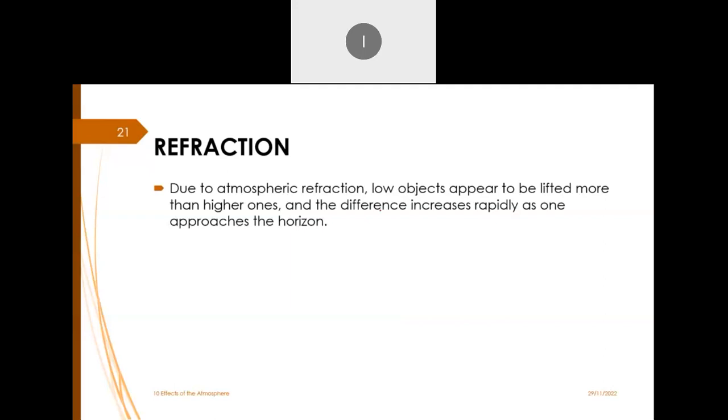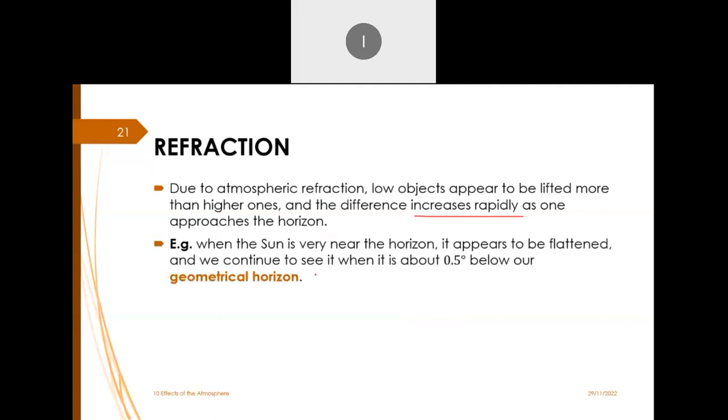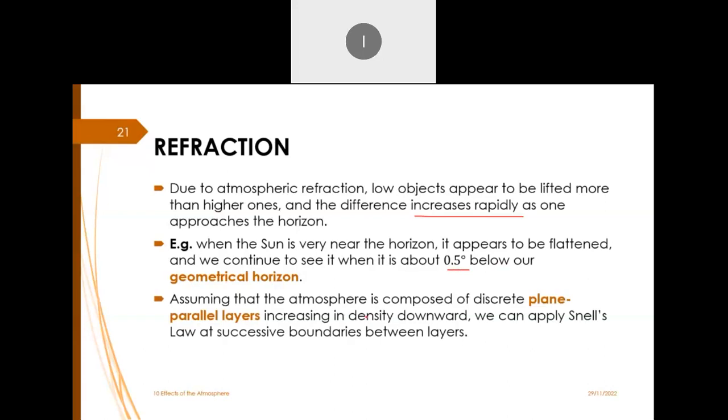Due to atmospheric refraction, low objects appear to be lifted more than higher ones, and the difference increases rapidly as one approaches the horizon. For example, when the sun is very near the horizon, it appears to be flattened, and we continue to see it when it is about 0.5 degree below our geometrical horizon.